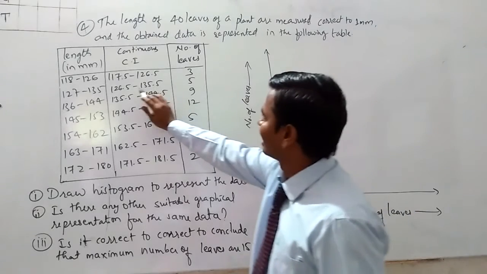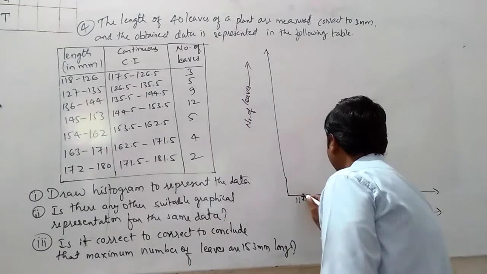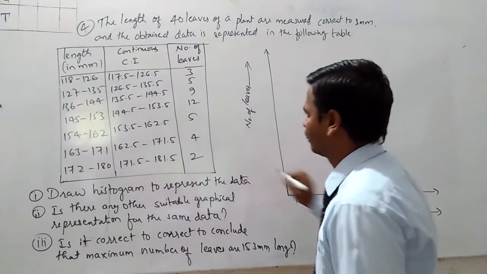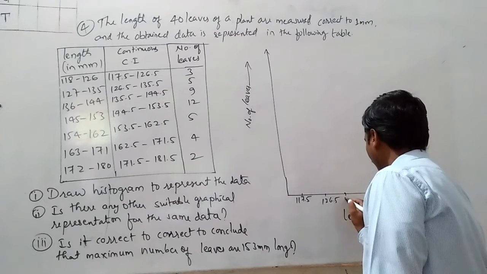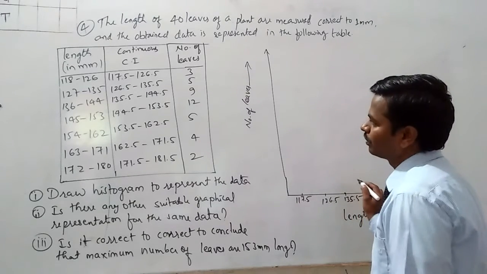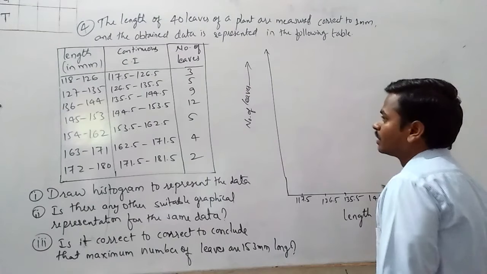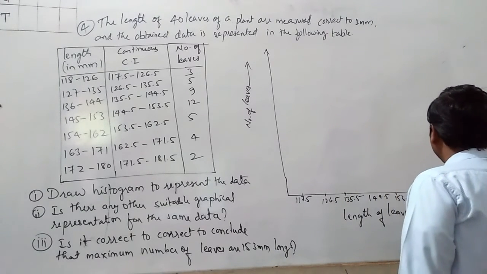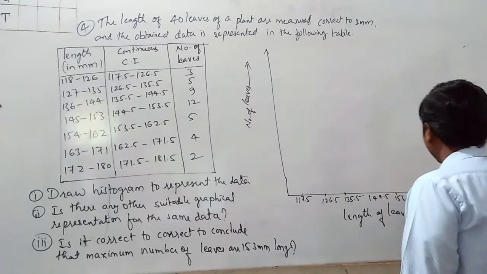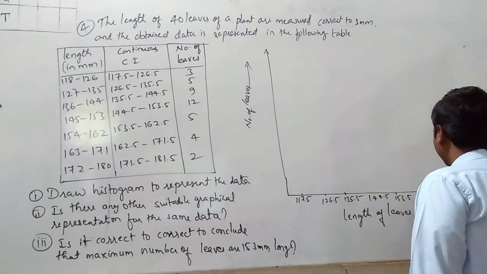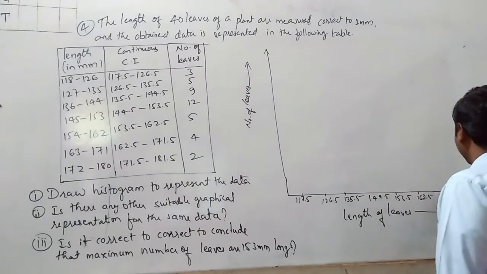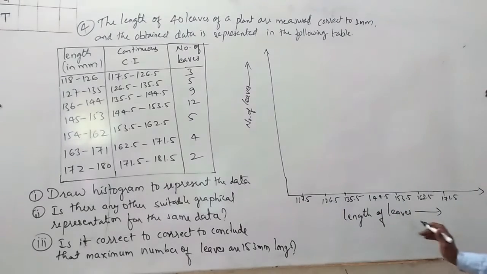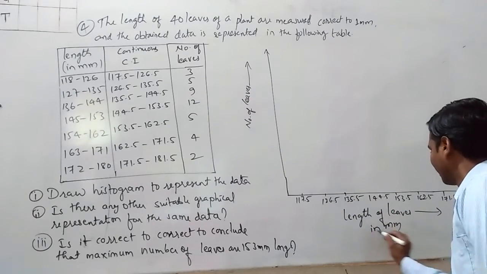117.5, next is 126.5, next 135.5, 144.5, 153.5, next one is 162.5, next is 171.5. These are the lengths of leaves in millimeters.